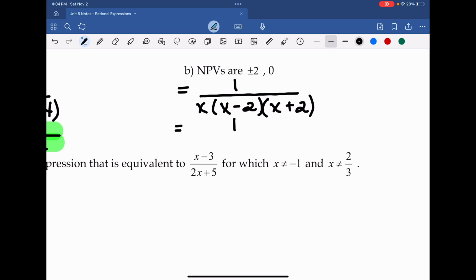Again, we could expand this out and make it 1 over, and then if I expand this in, it's going to become x cubed.